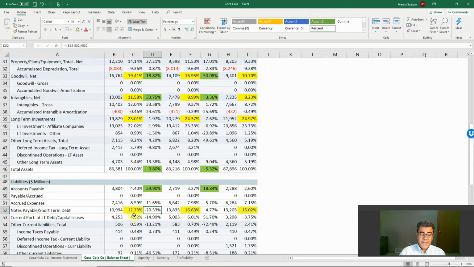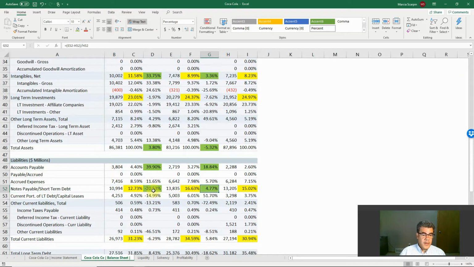Notes payable, remember, very large number. However, it is decreasing. So it increased a little bit in 2018, but it's decreasing in 2019. So it is good news. So large number, but decreasing. So for liabilities, it is good. And here, current portions of long-term debt, capital lease, also decreasing. It increased a lot in 2018, but decreases now.